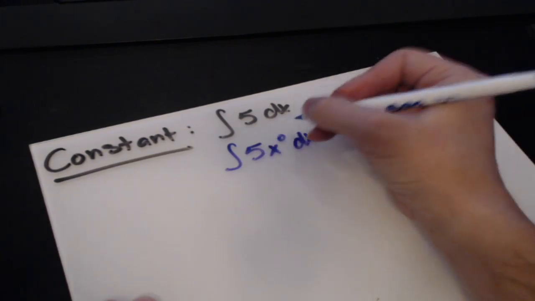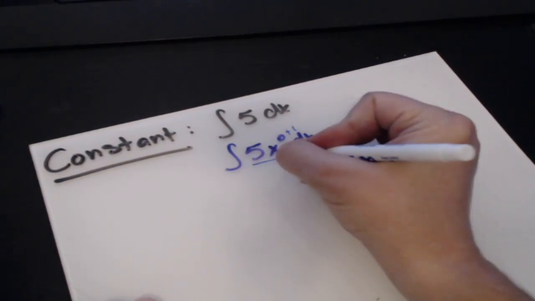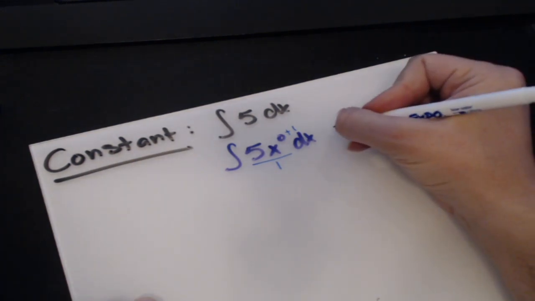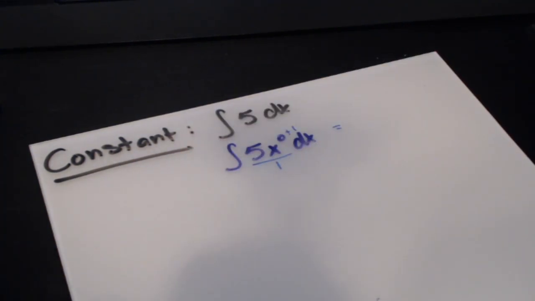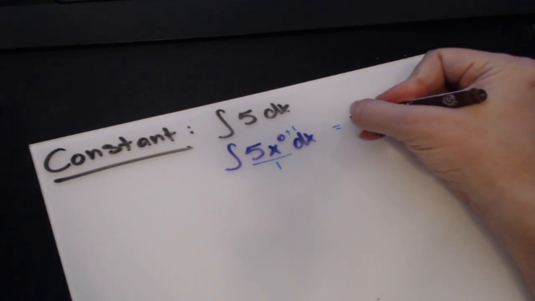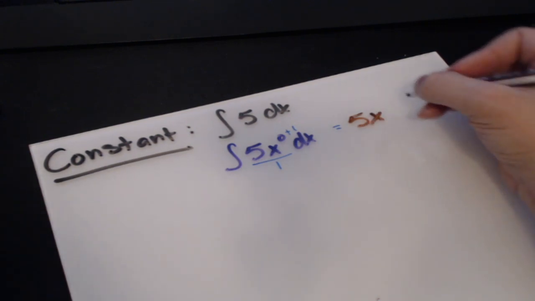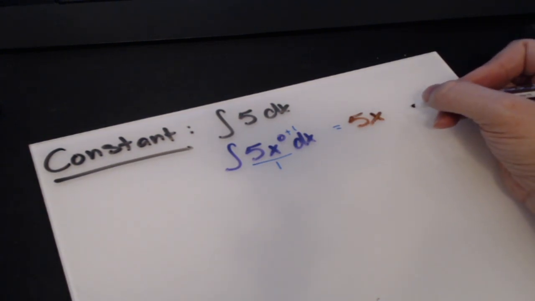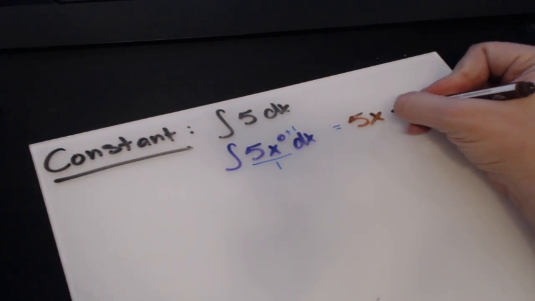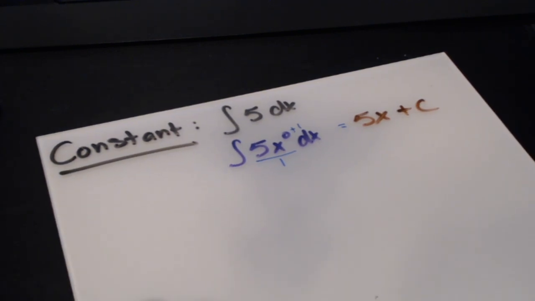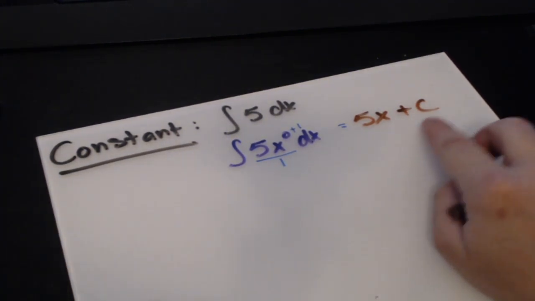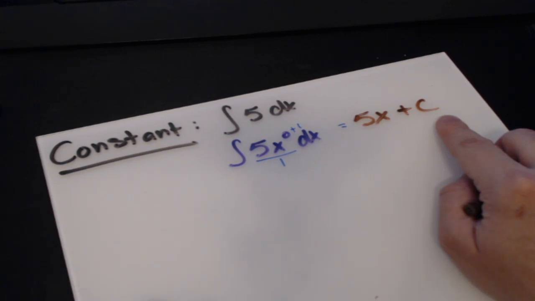So this works okay. We're going to do plus 1 over 1, and over here we're going to get 5x. Anything divided by 1 is itself, so we end up with 5x. And every time you do an indefinite integral, and I didn't write this in the last example, you put a plus c, because the derivative of a constant is 0.